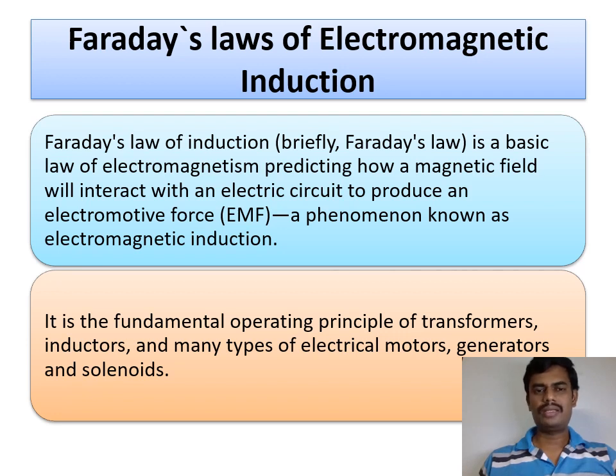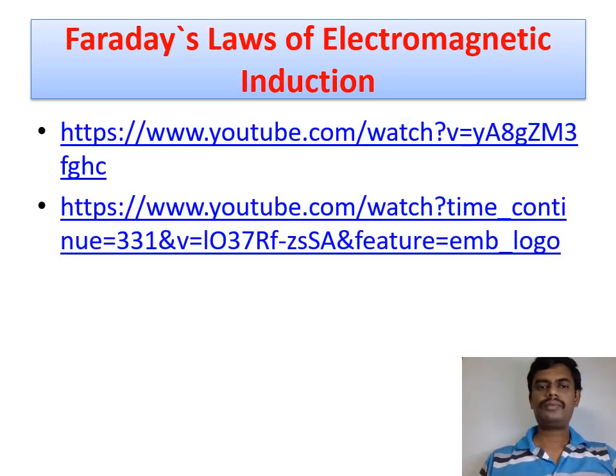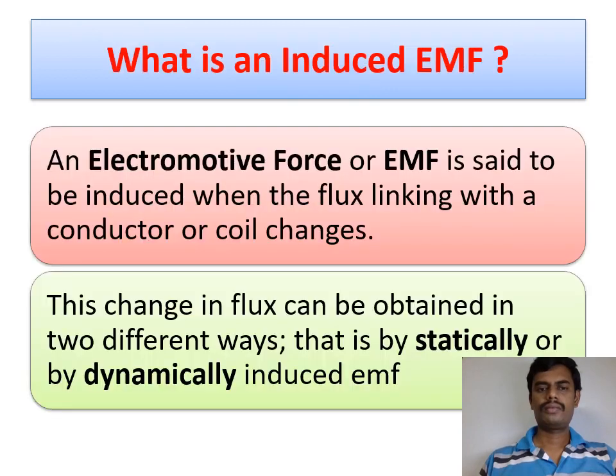It is because of this scientist that we have different motors, generators, transformers. Next, what is an induced EMF? An EMF is said to be induced when the flux linking with a coil changes. The change in the flux can be obtained in two ways: one is the statical method and the other is the dynamical method. In the statical method, there is no moving part, whereas in the dynamical method, there is a moving part.